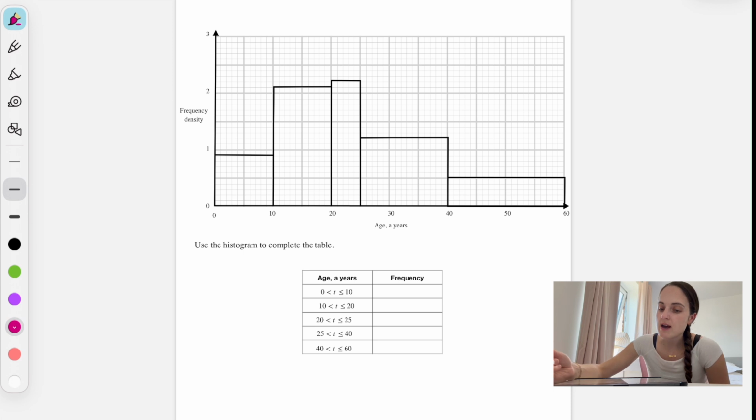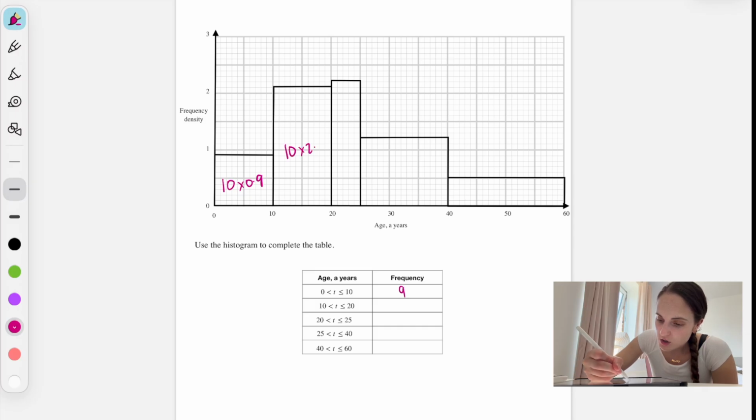This next question here, we have the histogram showing the ages of people at a swimming club. We need to use the information to complete the table. So again, we need to complete the frequency. So we need to work out the areas of each of the bars. So for the first one, the base is 10 and the height is 0.9. So 10 times 0.9 is going to be 9. The next one, the base is 10 and the height is 2.1. So 10 times 2.1 is 21.